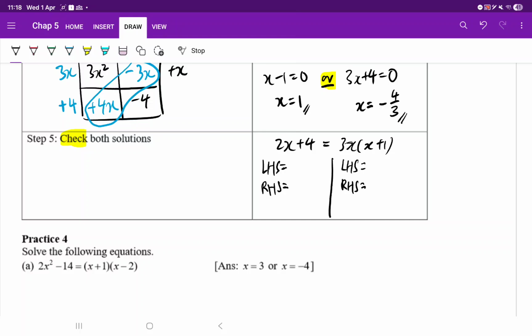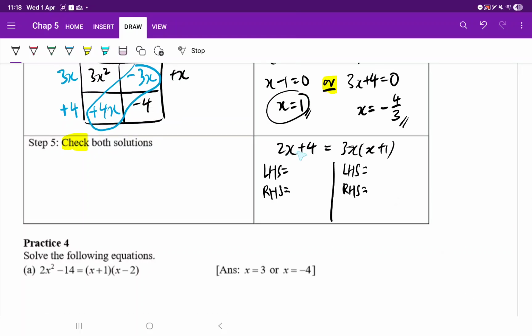Alright, so sub to the left, x equals to 1 first. Sub to the left, 2 plus 4 equals 6. Sub to the right, 3 bracket 2, also 6. So this is correct, because left hand side, right hand side are both 6. So x equal to 1 is correct. Okay? On the other column here, I am going to do this number, negative 4 over 3.